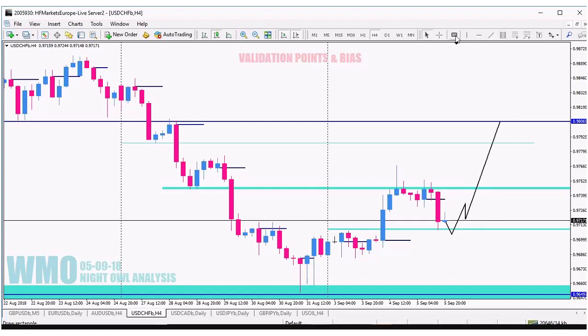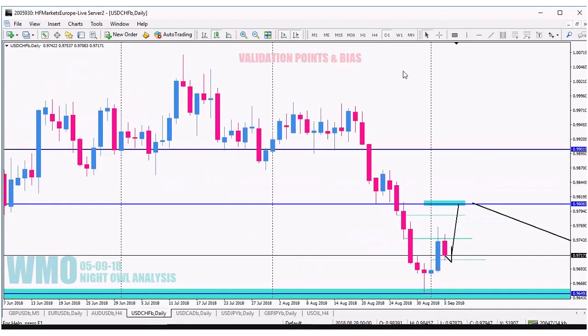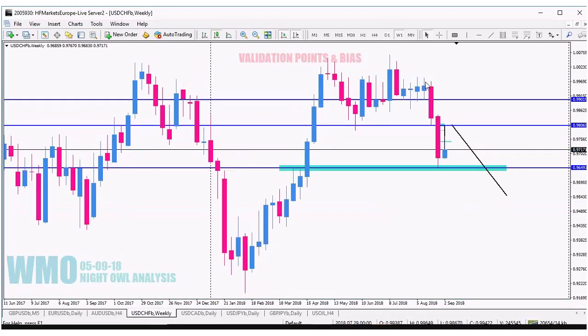And my target will be at this level. Why would my target be there? Because it's a validation point. These validation points are being used. The next one is there, and then we have a weekly one. It's also a weekly validation point. And from history, when we've been looking at price, we know that they like coming to those levels.